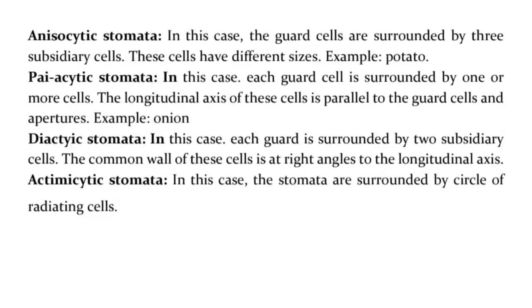Example, potato. Paracytic stomata. In this case, each guard cell is surrounded by one or more cells. The longitudinal axis of these cells is parallel to the guard cells and aperture. Example, onion. Diacytic stomata. In this case, each guard cell is surrounded by two subsidiary cells. The common wall of these cells is at right angles to the longitudinal axis. Actinocytic stomata. In this case, the stoma is surrounded by a circle of radiating cells.